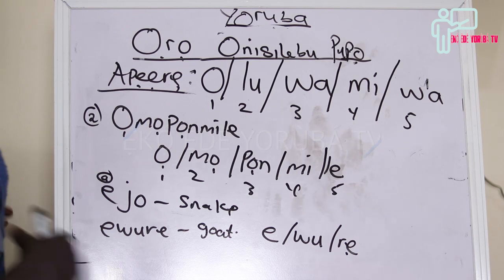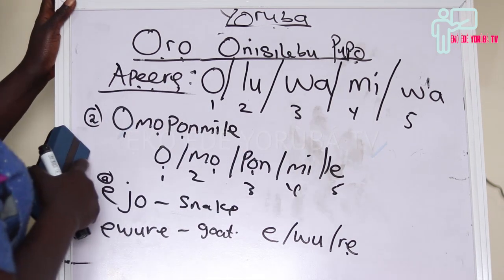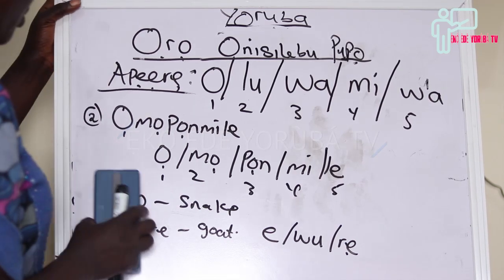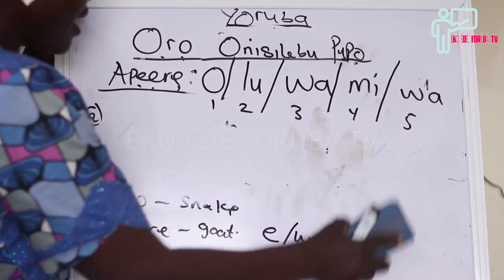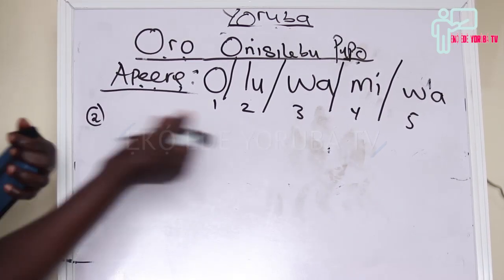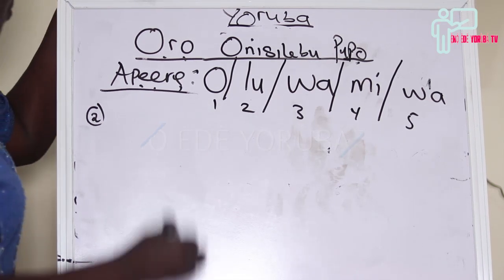For more examples, let's see. You have known Omoponmile, Ibadan, Ejo. The other time I also said, okay, let's see. I want to make one example on Faweli Aranmupe on syllable.